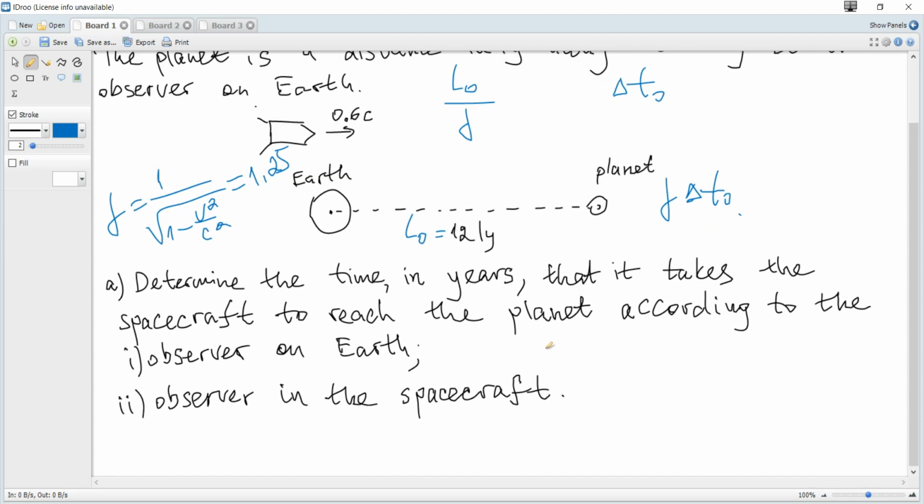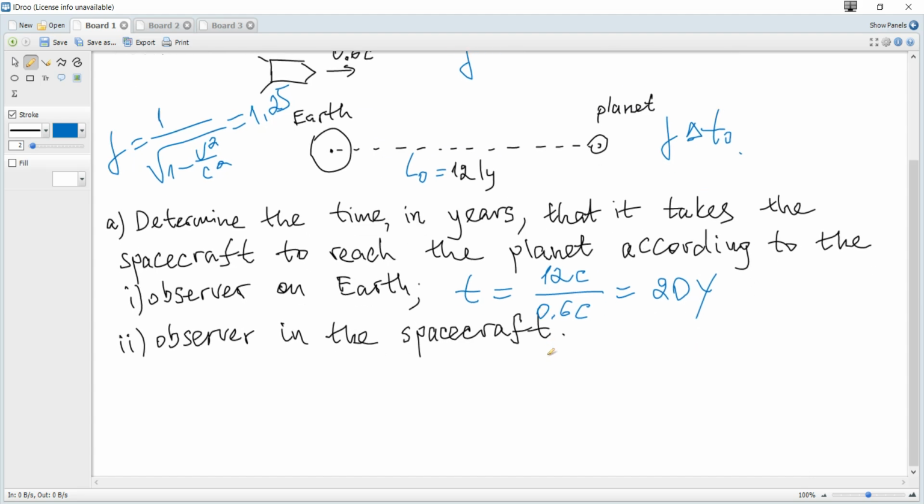So relative to the Earth, time can be calculated as distance relative to the Earth. It's 12 light years, but what is a light year? If you multiply it by speed of light, c, you get the answer to be in years. So 12c divided by speed 0.6c becomes 20 years.